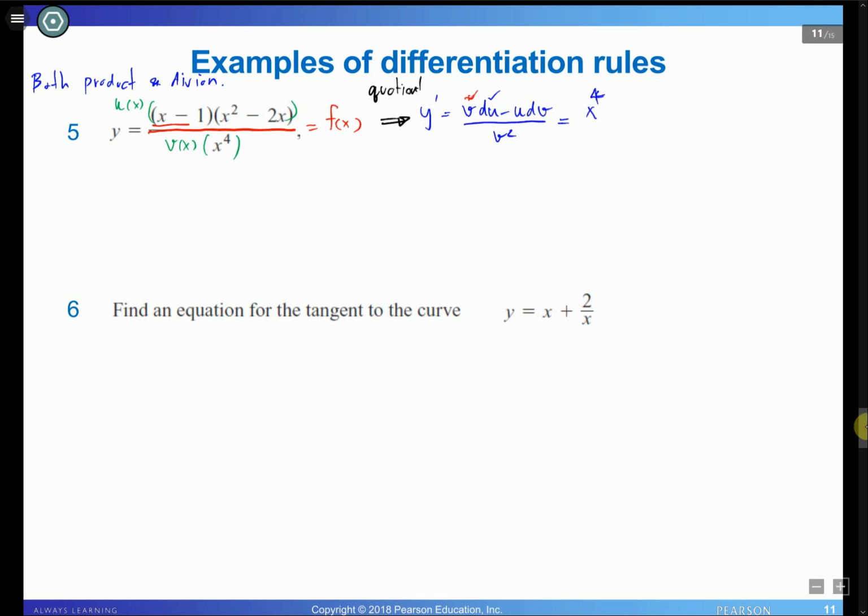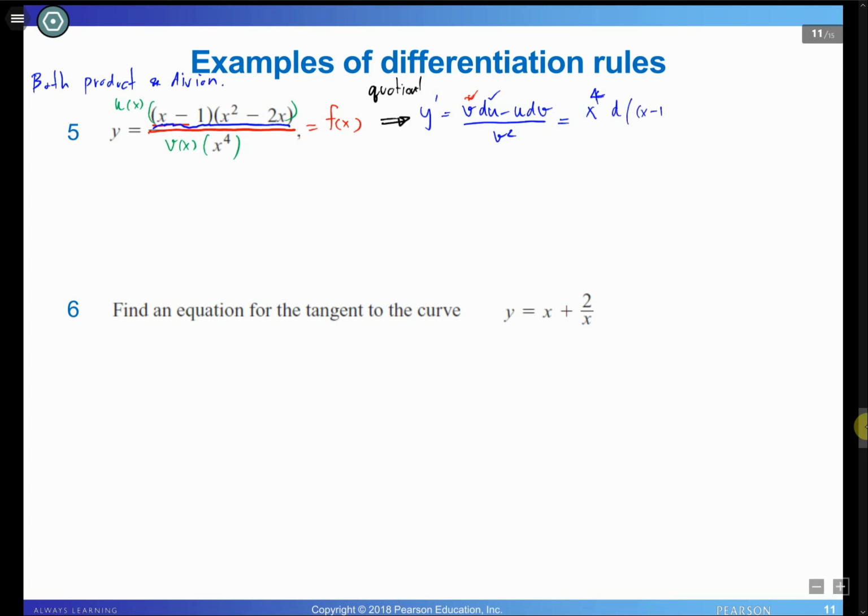Everything here. Differentiate the product of these two terms, and we have to put it right here. So what about I do this step by step? We are supposed to differentiate the numerator, the whole thing. Okay.